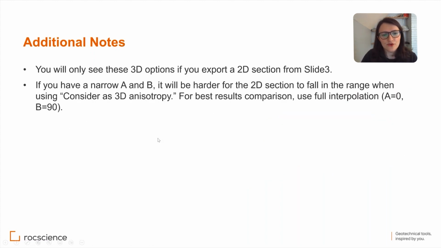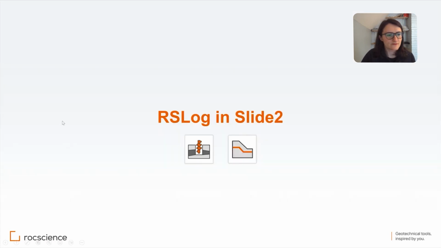And just a couple of additional notes. As I mentioned, you'll only see that imported from 3D option in slide 2 if you are exporting your generalized anisotropic model from slide 3 to slide 2. You can't define that organically. And if you have a very narrow A and B, it'll be harder for the 2D section to fall in that range. So for best comparison results, we would suggest that you use full interpolation, A equals 0, B equals 90.